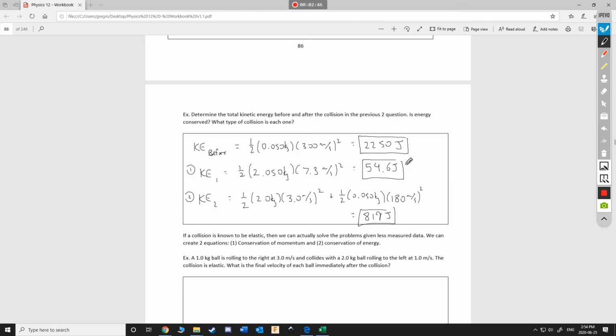So clearly we can see in both scenarios, lots of energy was lost. They're both inelastic. That first one that's stuck together, that's a completely inelastic collision.